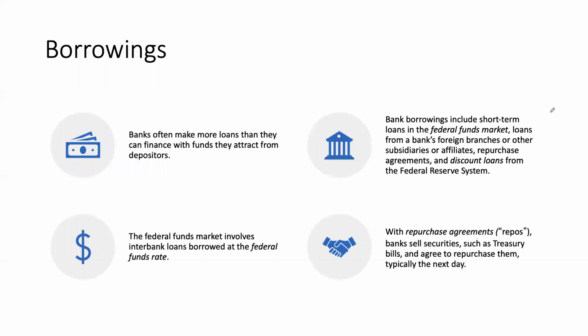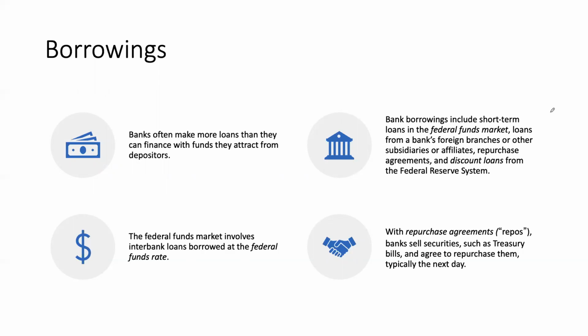Okay. So banks generally, when they make loans, make more loans than they can finance with funds that they attract from depositors, right? So how do they manage to do this? They have to borrow money to finance some of these loan transactions. So bank borrowings include short-term loans in what we call the federal funds market. We'll get to that in just a second, what the federal funds market is.